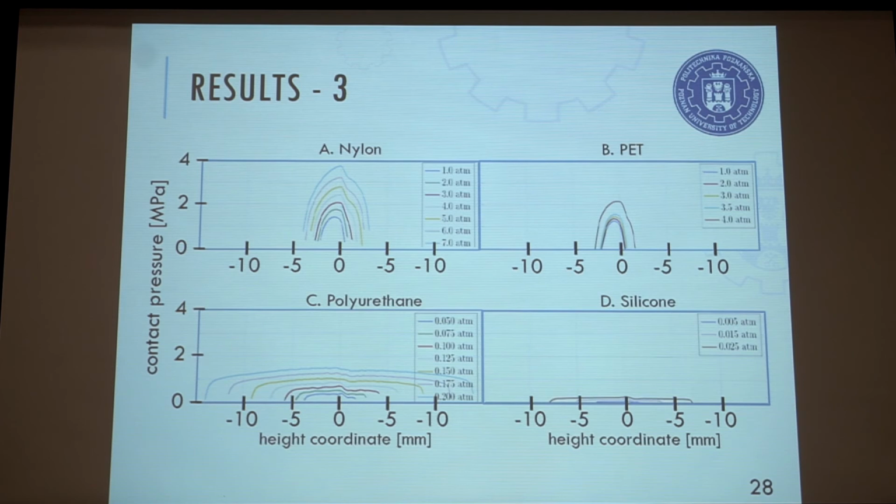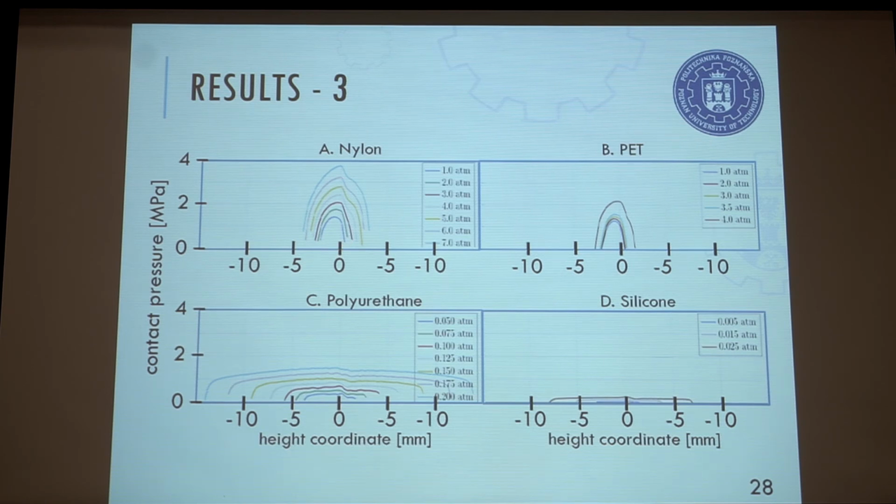Okay, and the further results regard the commercially used balloon materials. I've selected 4, as already mentioned: nylon, PET, polyurethane, and silicone. And those results which you see here show the contact pressure between the balloon and the artery, shown for different coordinates of the balloon. So the point B from the previous scheme is at coordinate 0.